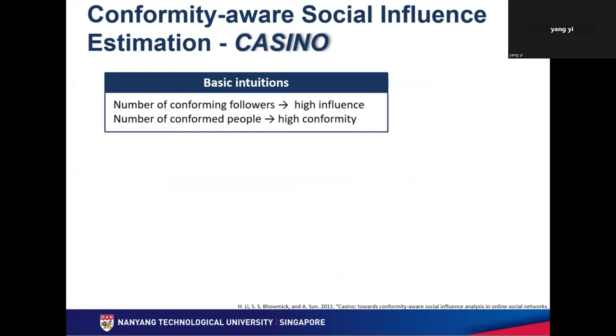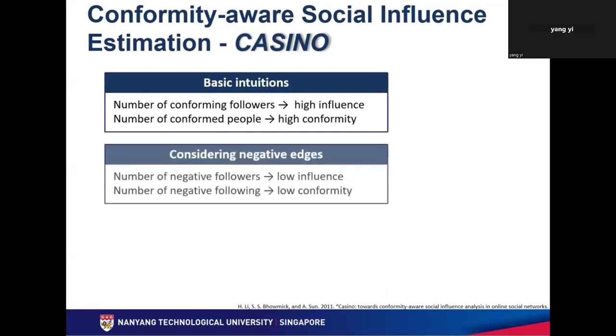We recall that in the earlier slides, we showed that if a user mostly conforms to others, it's a sign of high conformity. Otherwise, at the other end, if a user always influences others, it will show high influence for the user. So these are both basic intuitions for our study. But notice that in this intuition, we only focus on the positive edges, right? Whereas for the negative ones, if we take into account the negative edges, we can also find two different intuitions.